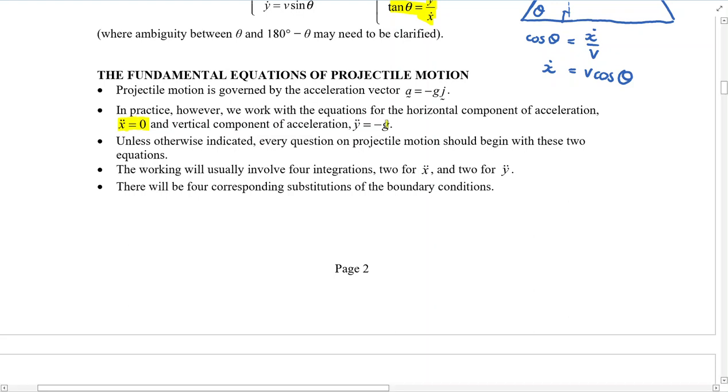And the vertical component is always going to be negative gravity. Okay, now the thing with maths as opposed to physics is that you have to start from scratch every time with your equations and derive the formulas that you're going to use with your calculus.